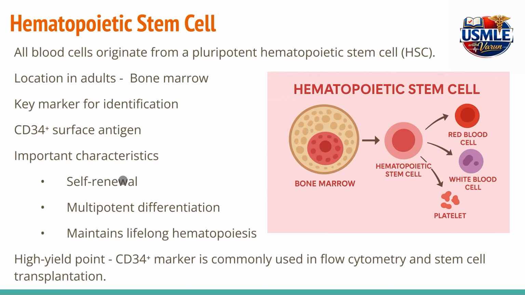Functionally, these cells have two key abilities. The first one is self-renewal, meaning they can keep producing more and more stem cells from a single one. The second is multipotent differentiation, meaning that they can give rise to all the different types of blood cells from a single hematopoietic stem cell. So essentially, this one cell type is responsible for maintaining our entire blood system throughout life, to maintain lifelong hematopoiesis.